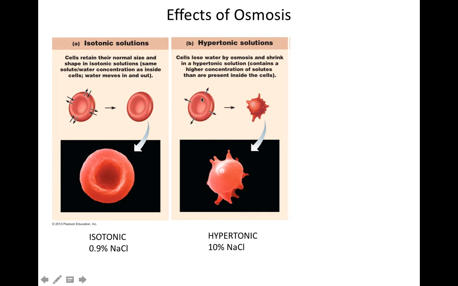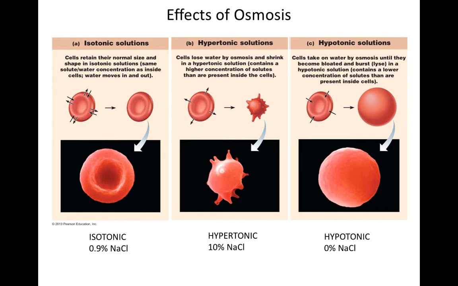Now, this is showing all water going out, but I do want to point out that because of random molecular motion, there is still some water going in to the cell. But by far, the overall net movement would be out. So you can imagine that if all of your cells begin to shrink up and they basically become like little raisins, that would be a bit of a problem in terms of function of the cell.